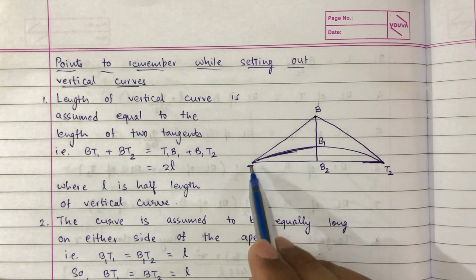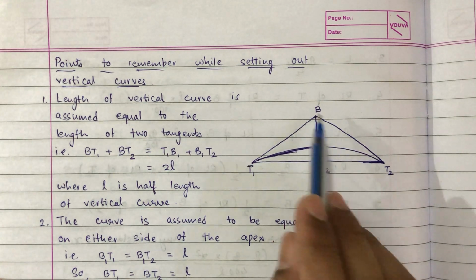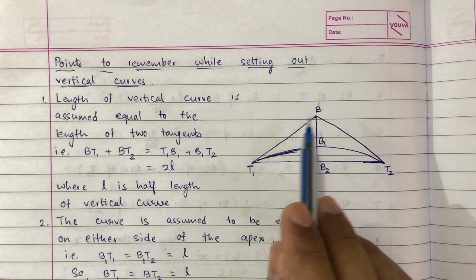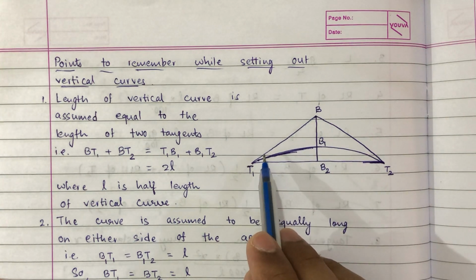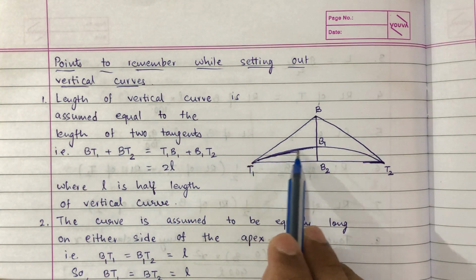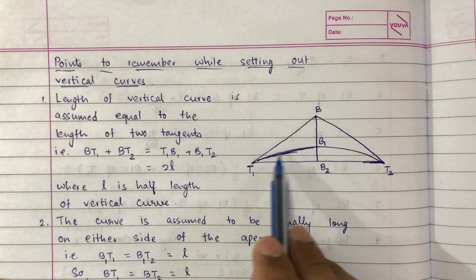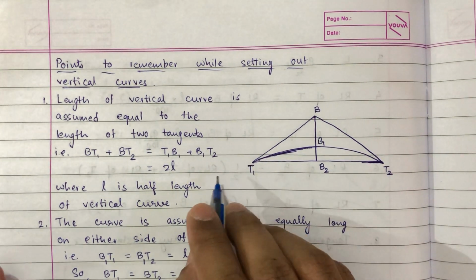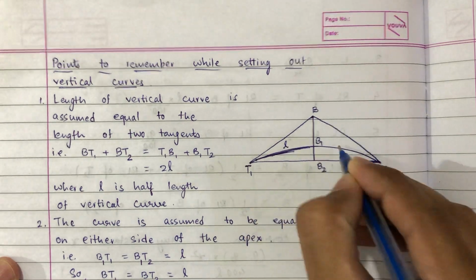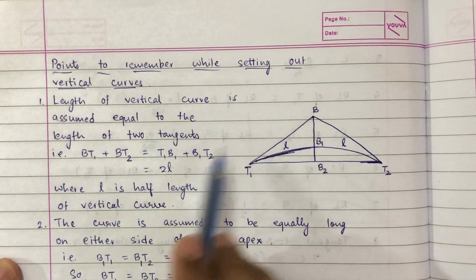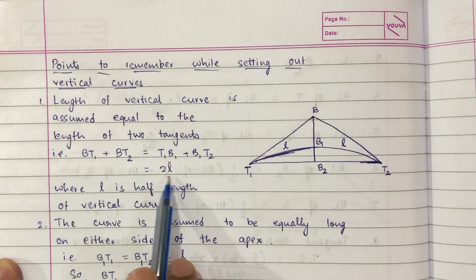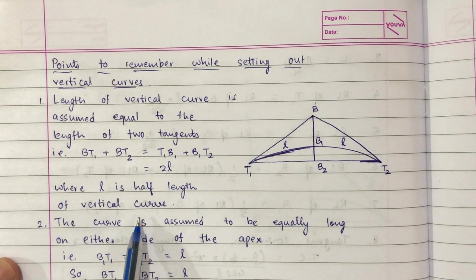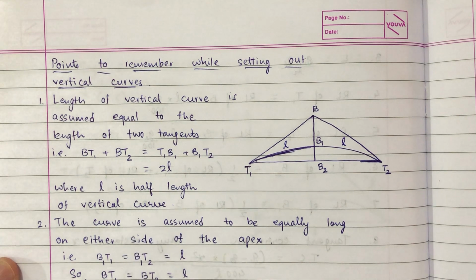Here this BT1 plus BT2, that is the sum of both the tangents, will be equal to the sum of both the half curves. Suppose this half curve is given as L and L, then this will be L plus L, that is 2L, where L is half length of the vertical curve.